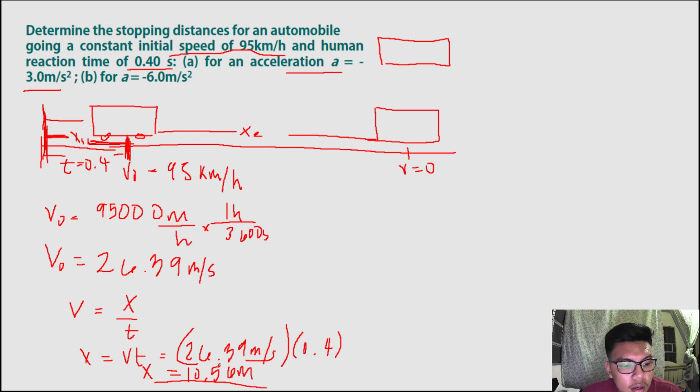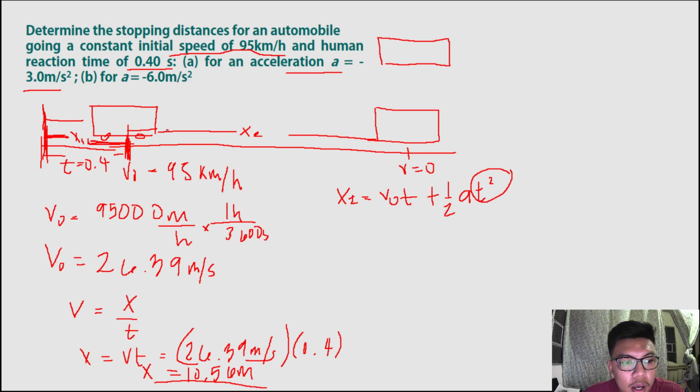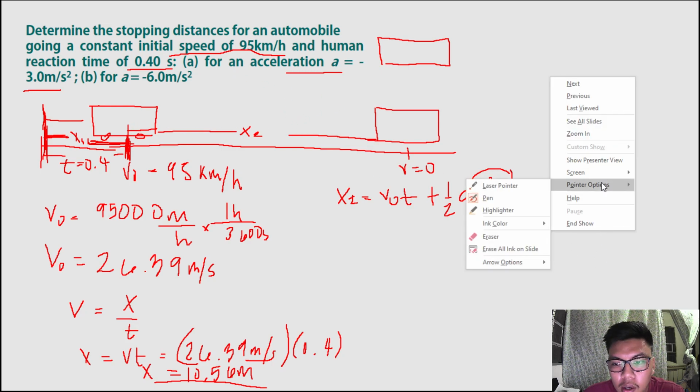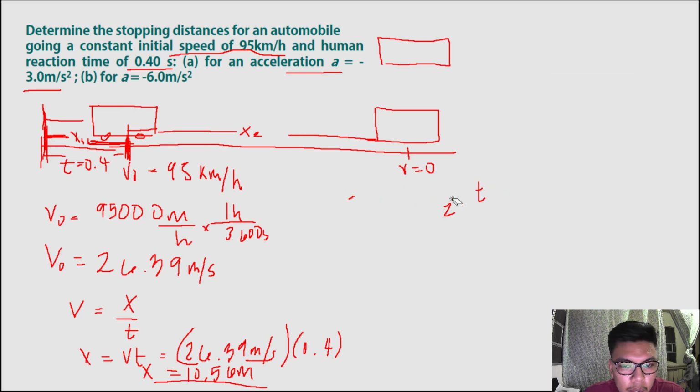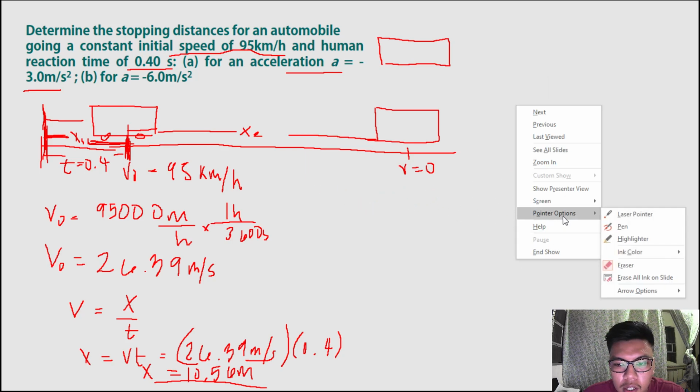So next, so we have to solve for this length, ano, or distance. So let's say x sub 2 now is equal to, okay, so initial and final ang meron lang tayo. Okay, initial speed, meron tayong acceleration, unang gamitin natin -3. So we can use v_o t plus 1/2 a t squared. So pwede ba ito? So hindi. Bakit? Wala tayo nung time kung gaano katagal bago siya mag-stop. Okay? So ang gagamitin natin yung speed, acceleration, tsaka distance lang.